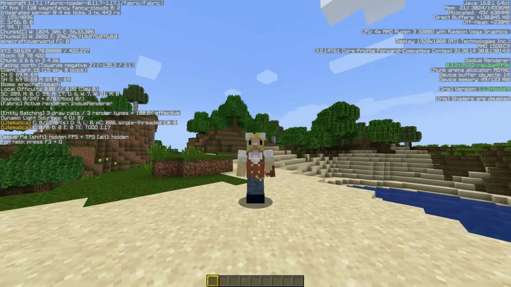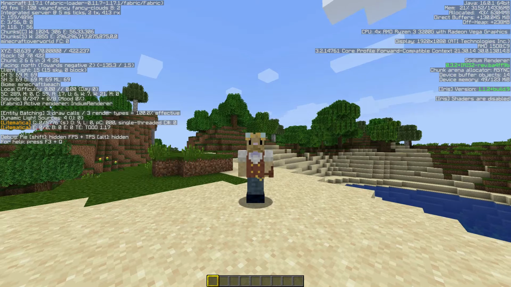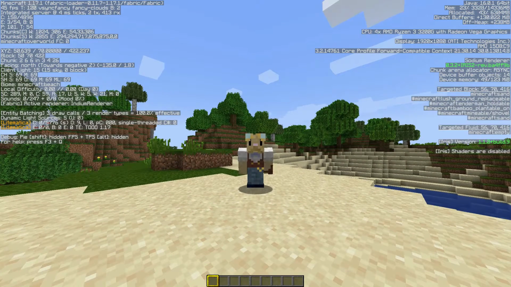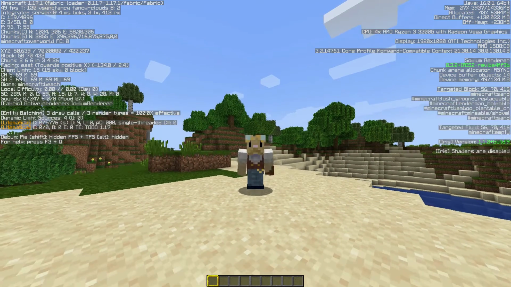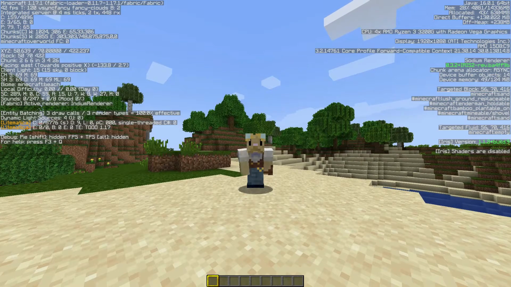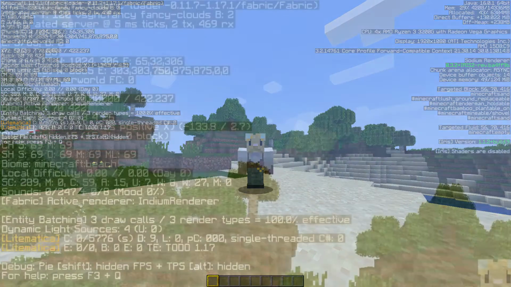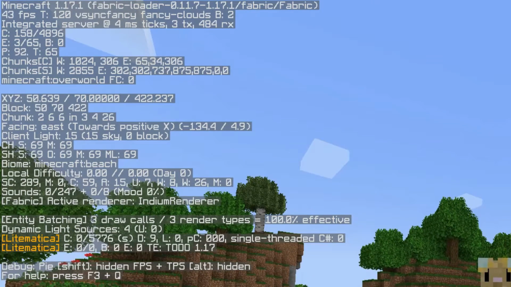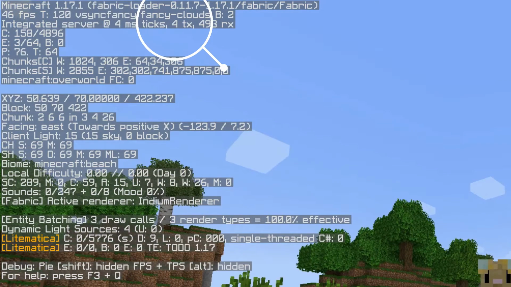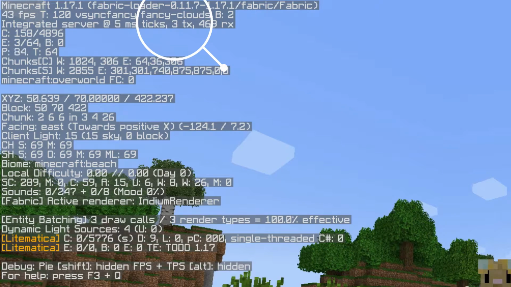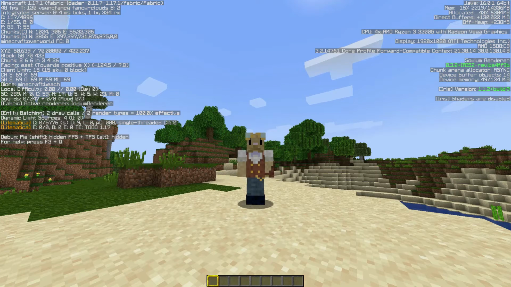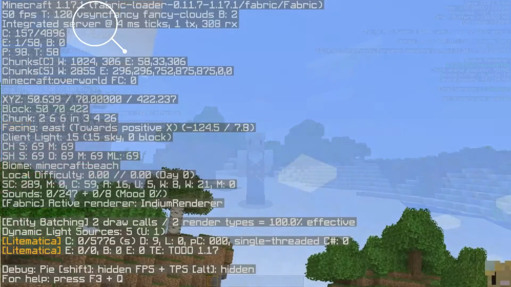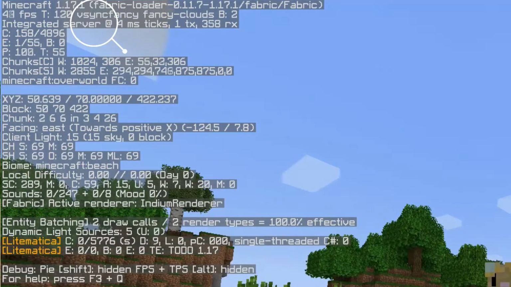Now the T next to it shows the maximum frame rate. If it's unlimited it'll show INF. If you've got it set to fast, it'll display fast. Fancy, it'll display fancy. Fabulous, it'll display fabulous. Pretty straightforward really. And it also includes cloud settings. It'll show fast clouds if set to fast, fancy clouds if set to fancy, and none if the clouds are off. And it also tells you if you have VSync turned on or not.